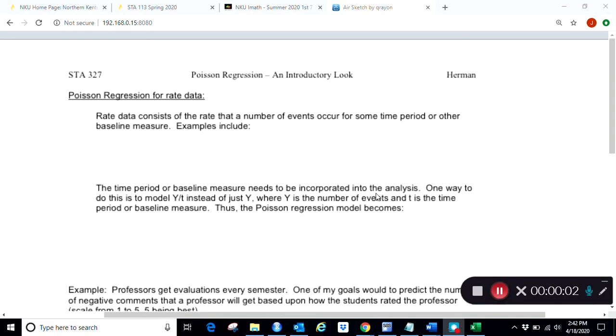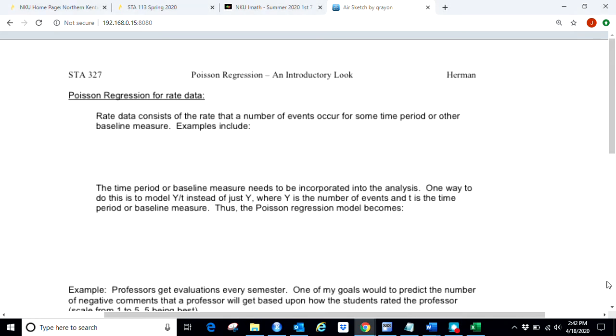So now let's go ahead and talk about how this rate data might work and why it's actually maybe a more useful way of looking at Poisson regression. So rate data consists of the rate that a number of events occur for some time period or other baseline measure.